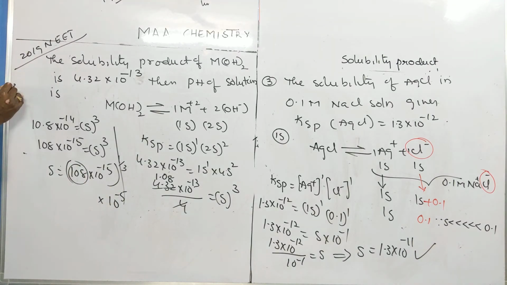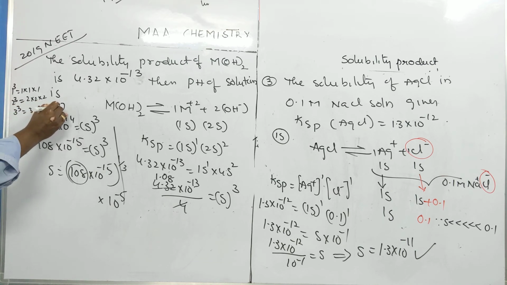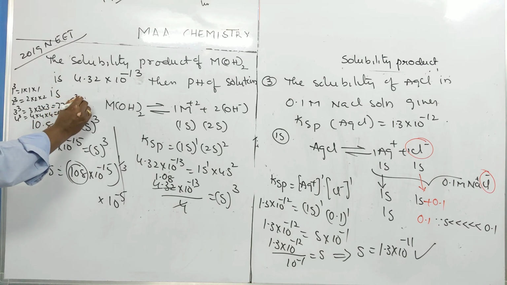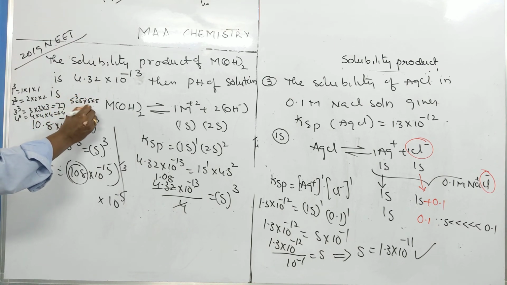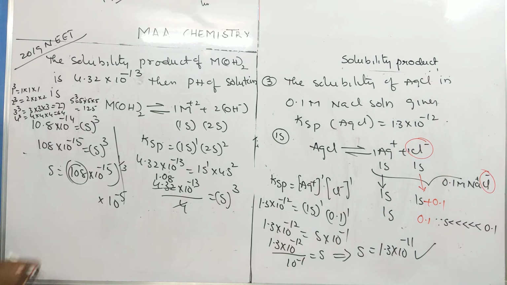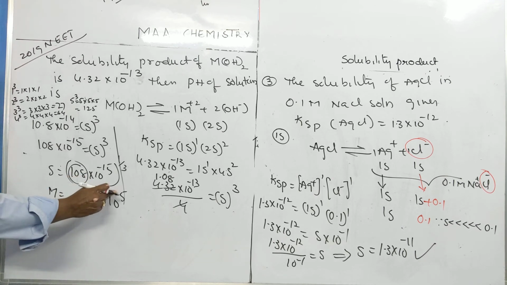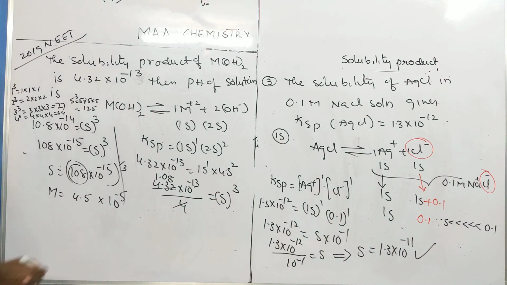You know, 1 cube is 1 into 1 into 1. 2 cube is 2 into 2 into 2. 3 cube is 3 into 3 into 3 means 27. What is 4 cube? 4 cube is 4 into 4 into 4 means 64. What is 5 cube? 5 cube is 5 into 5 into 5 means 125. So this is in between 4 and 5. So let us suppose 4.5 something. So nothing but this is M. M is equal to 4.5 into 10 power minus 5. So the M value is nothing but molarity or solubility.